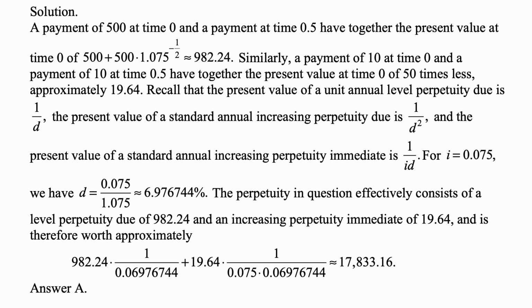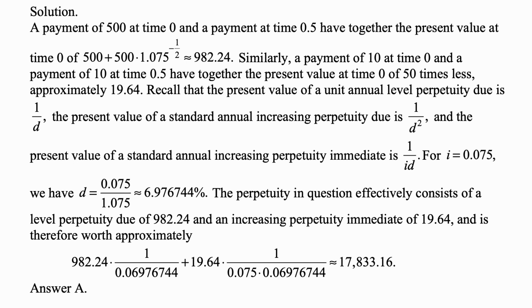And then recall that the present value of a unit annual level perpetuity due is 1 over d, and that you actually have to memorize this for the test. If you want to pass actuarial exams, you have to remember formulas. And the present value of a standard annual increasing perpetuity due is 1 over d squared. They actually give you 3 formulas like that in my study manual that you have to memorize. What's the value of a unit payment at time n? What's the value of a unit level perpetuity due but starting at time n? And what's the present value of a standard annual increasing perpetuity due starting at time n? And you should memorize all 3.